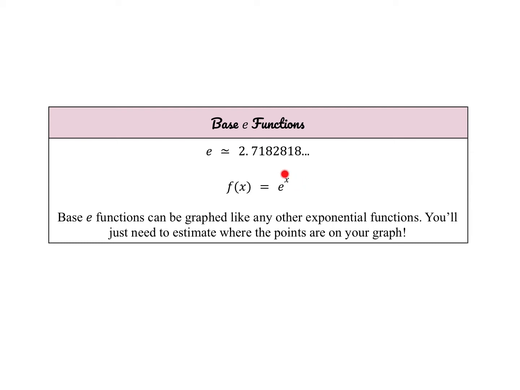So when we have a base e function, it looks like this. You're going to graph it like you would any other exponential function, except since your base is e, you're going to need to estimate. So we'll use 2.7 when we're getting a decimal approximation, but we can provide exact coordinates by leaving e in our coordinates. But again, we're going to graph it the same way we would any other exponential function. And since e is greater than 1, this will look like an exponential growth function.